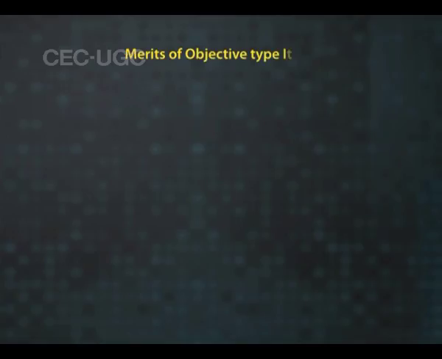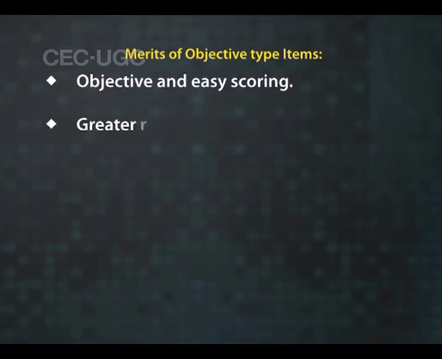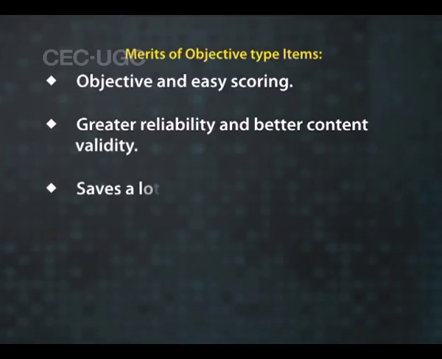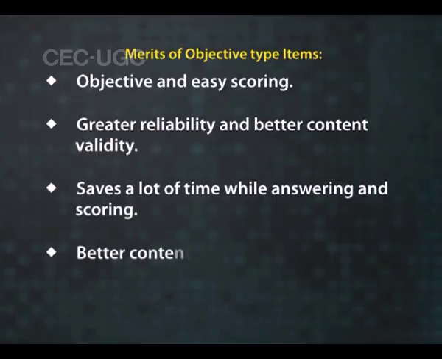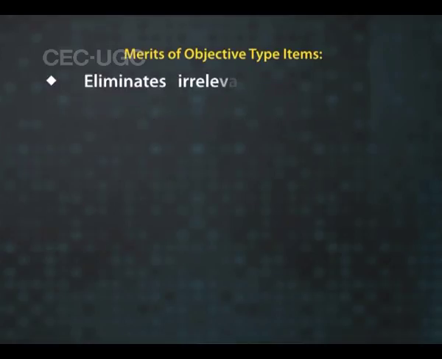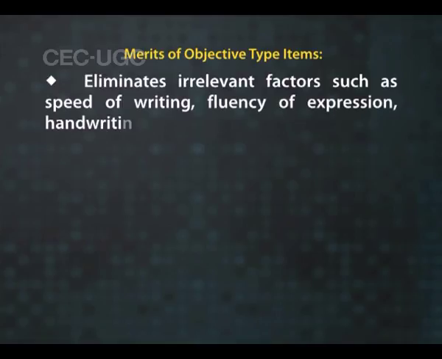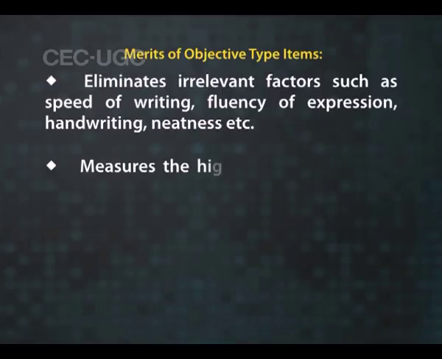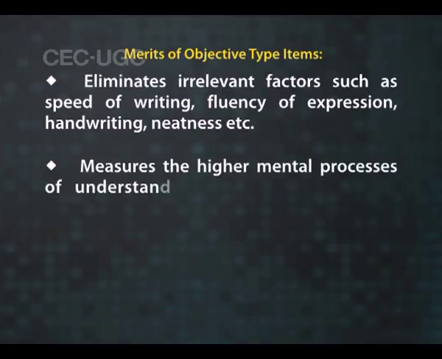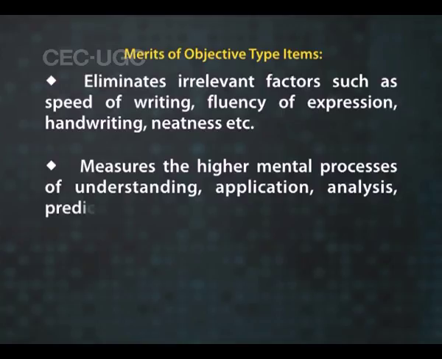Merits of objective type items. Objective and easy scoring. Greater reliability and better content validity. Saves a lot of time while answering and scoring. Better content sampling. Eliminates irrelevant factors such as speed of writing, fluency of expression, handwriting, neatness, etc. Measures the higher mental processes of understanding, application, analysis, prediction and interpretation.